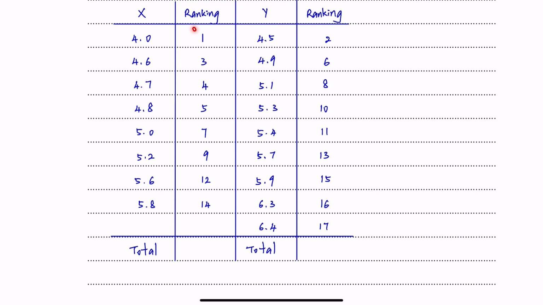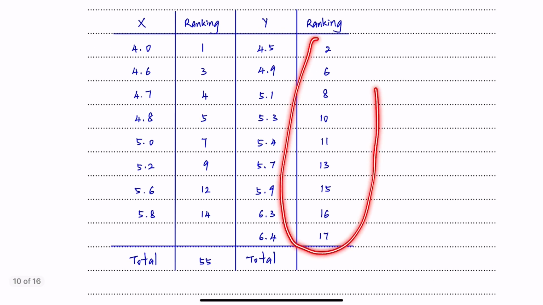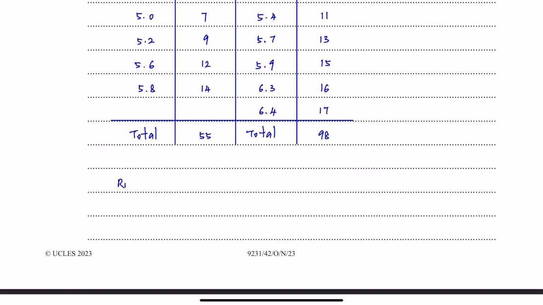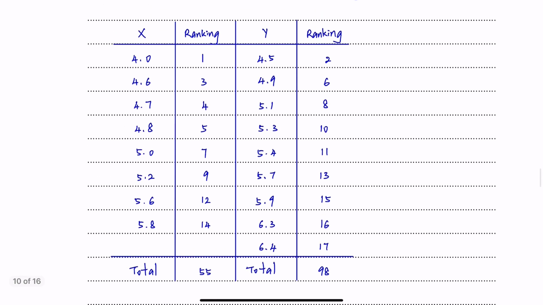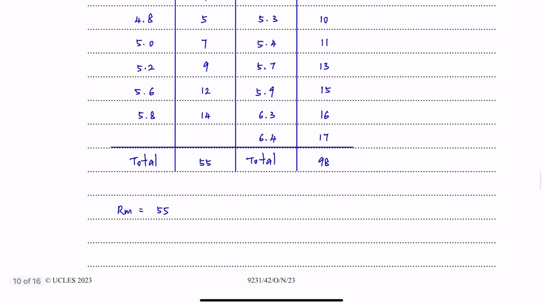So now we sum all this together and we would get 55. And when we sum all this together, we would get 98. So now Rm would be the sum of all the ranks of the smaller sample. So it would be 55 because X has the smaller sample size. So 55 would be the rank sum.